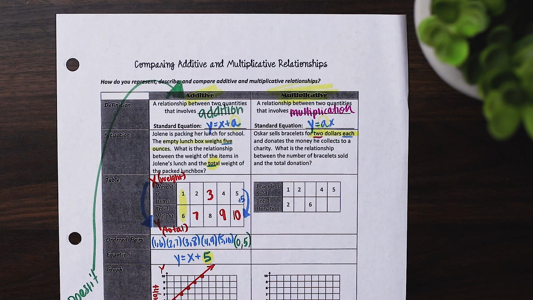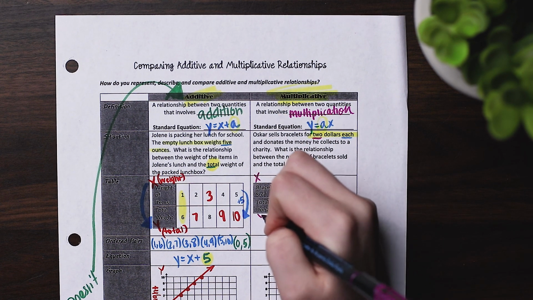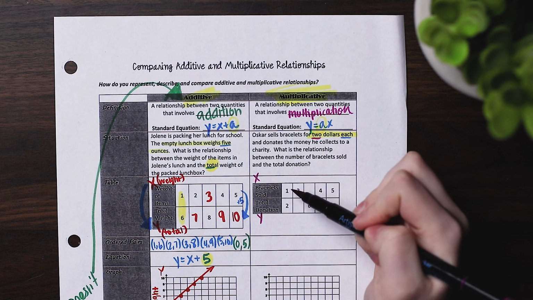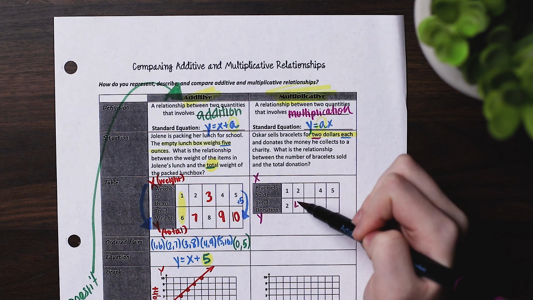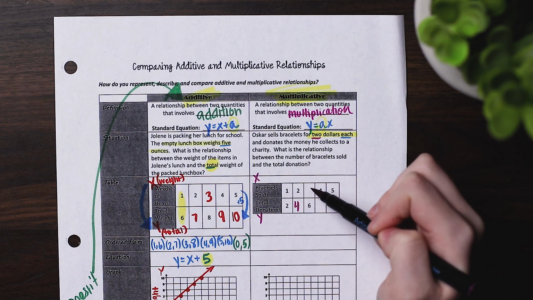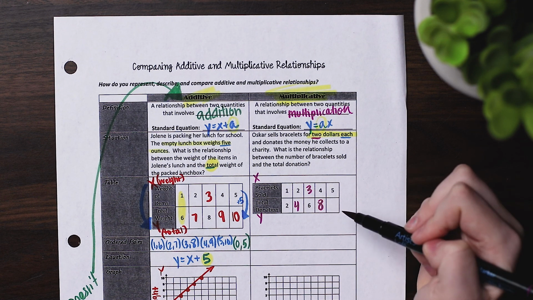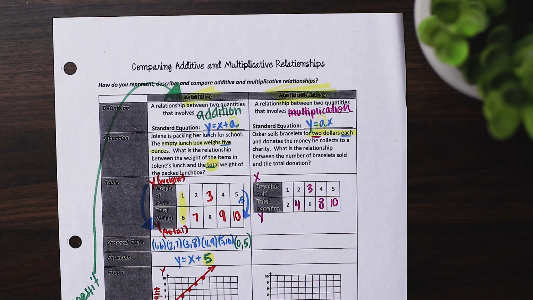So I'm thinking that I might be multiplying 2, but let's see. My X right here is going to be the bracelets, and my Y is going to be my total donation. So if he sells 1 bracelet, he makes $2. He sells 2 bracelets, makes $4. If you want to make $6, you got to sell 3 bracelets. 4 bracelets gives you $8, and 5 bracelets gives you $10.